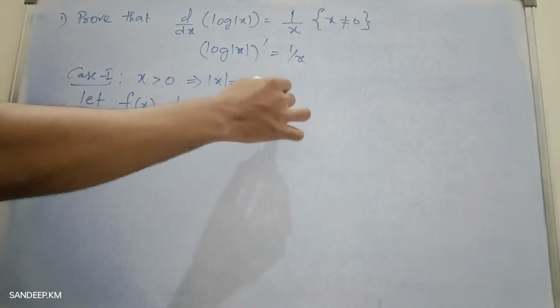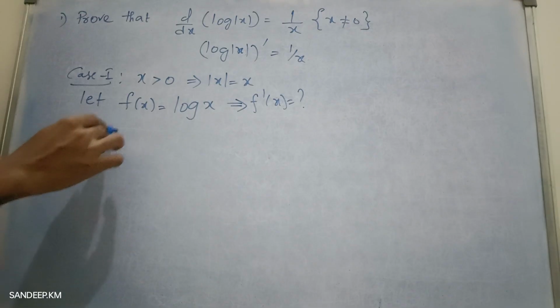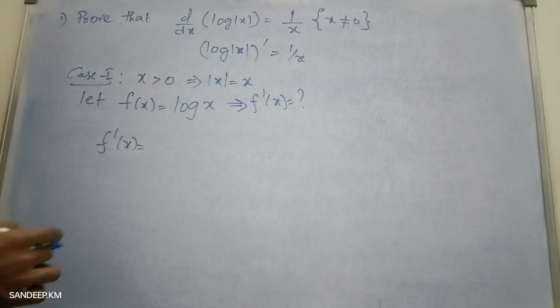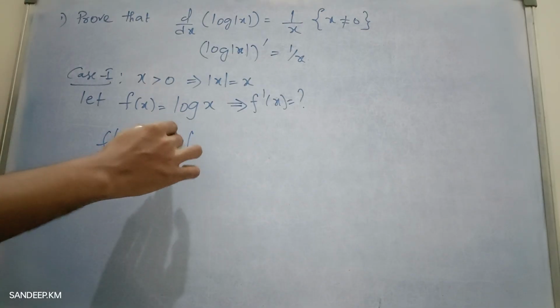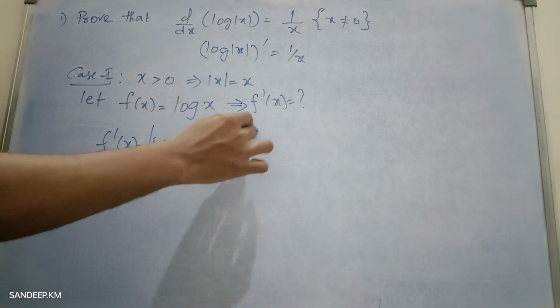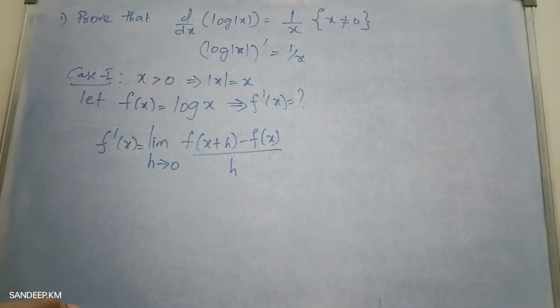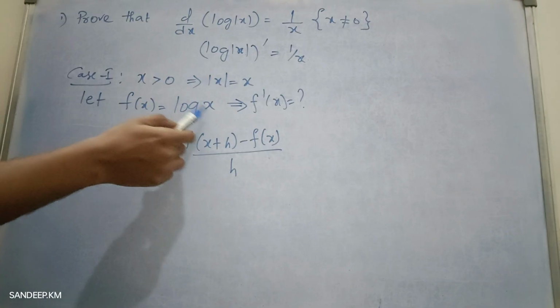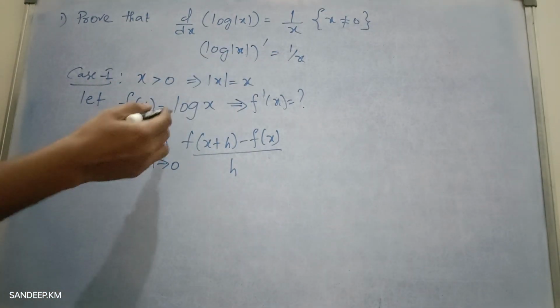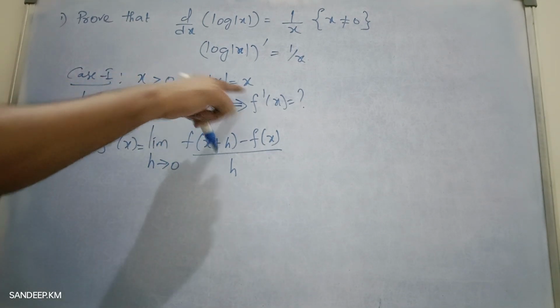So if f of x is log mod x, you are going to find what? F dash of x. So we already know the formula to find f dash of x from the first principle of derivative. What is it, dear students? Limit h approaches 0, f of x plus h minus f of x whole divided by h. So this is the first principle of derivatives. Using this, we are going to prove that log mod x derivative is 1 by x. We are in case 1 where x is positive, so mod x is equal to x.